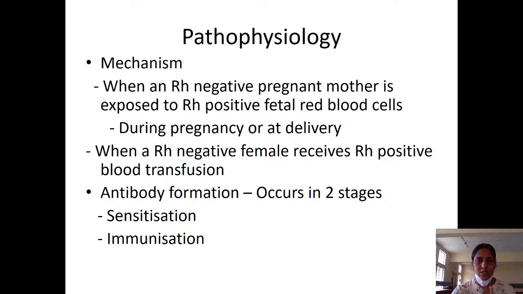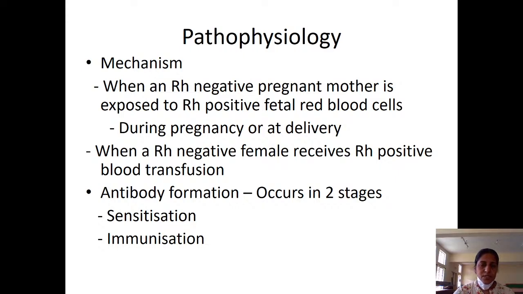What is the pathophysiology? The alloimmunization mechanism is when an Rh negative pregnant woman is exposed to Rh positive fetal red blood cells, either during the pregnancy or during the delivery, or when an Rh negative person receives an Rh positive blood transfusion. These are the ways in which the Rh negative person can get exposed to Rh positive red blood cells, and then there will be production of antibodies.